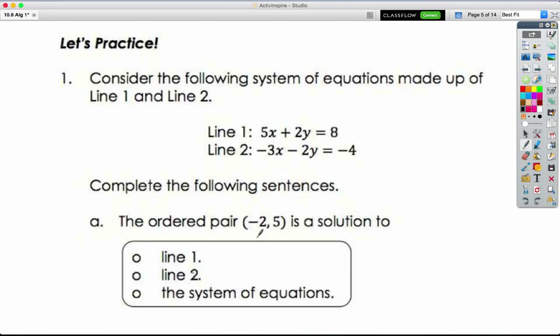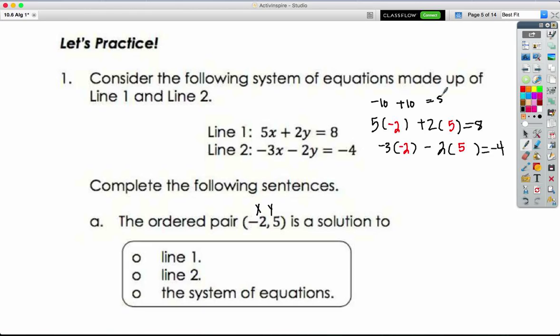So if we plug in those x and y values, I'm going to have 5 times x plus 2 times y equals 8, and then -3 times x minus 2 times y equals -4, and see if it makes either one of them true. So our x value is -2 and our y value is 5. If we work them out, line 1 would come out to be -10 plus 10 equals 8. So -10 plus 10 is 0 equals 8. Well, that's not true, so no, it is not a solution to line 1.